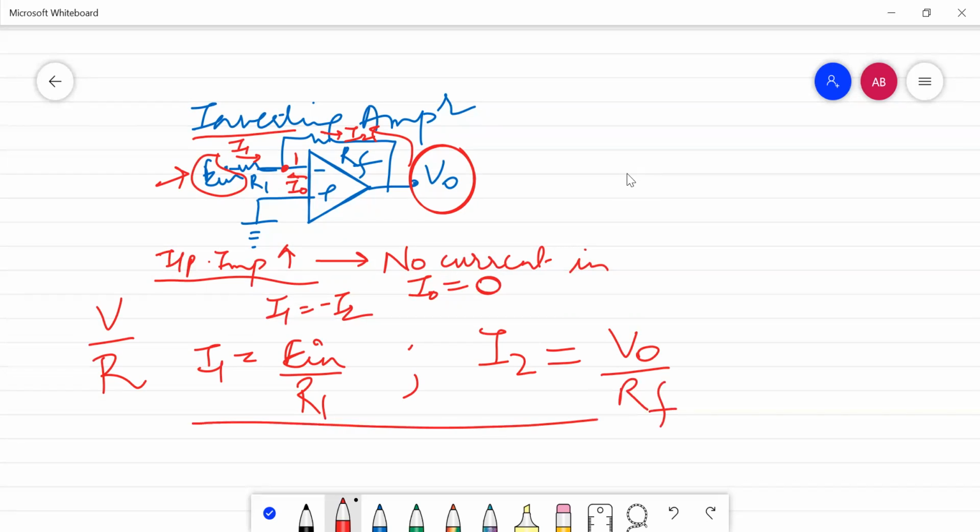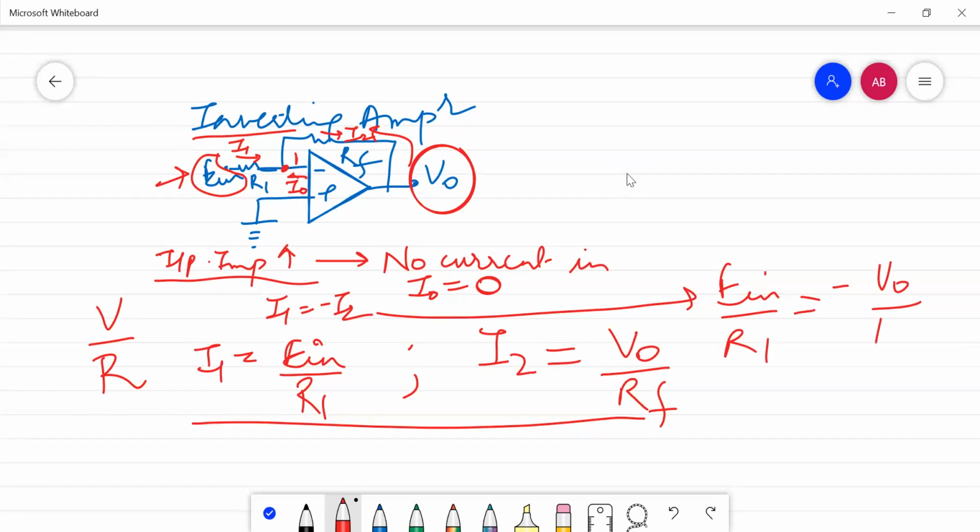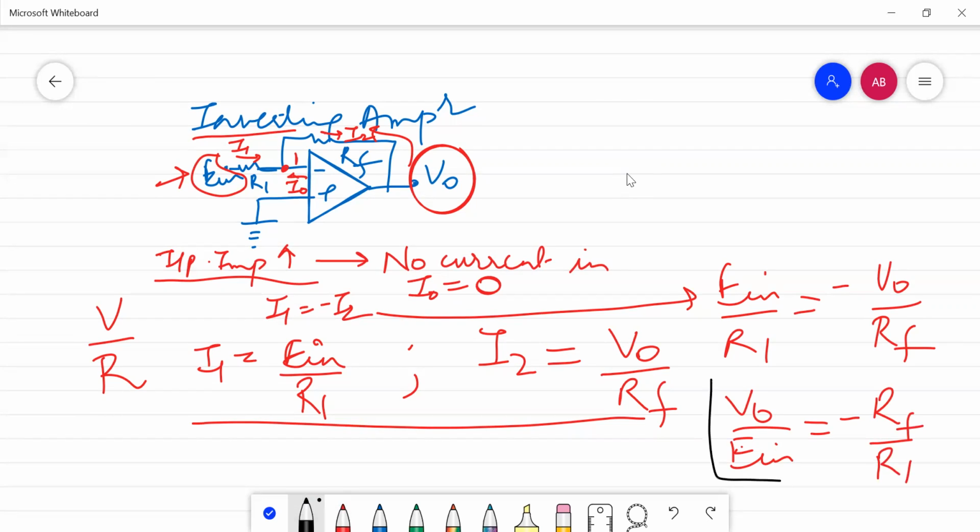So equating these two in your equation, this will give me Ein upon R1 equal to V naught upon RF. From here you can see that V naught upon Ein will be equal to minus RF upon R1. So basically this is the equation for your inverting amplifier.